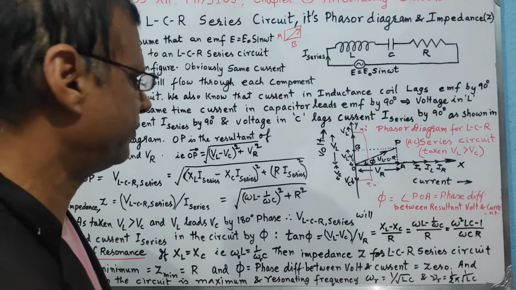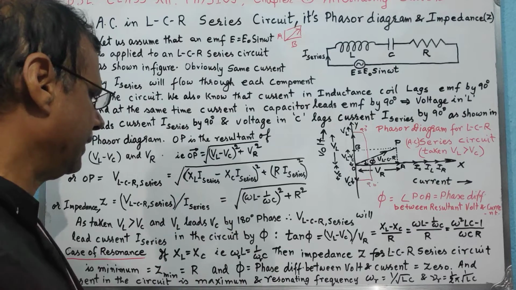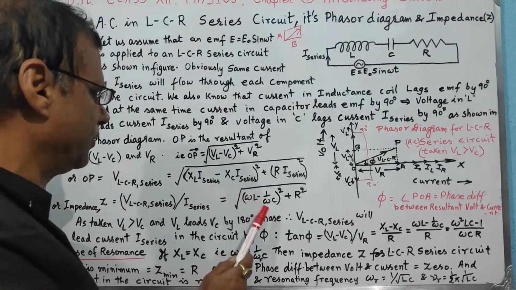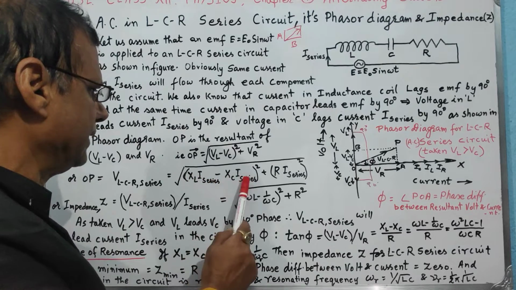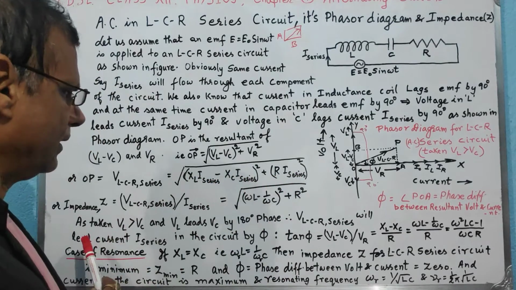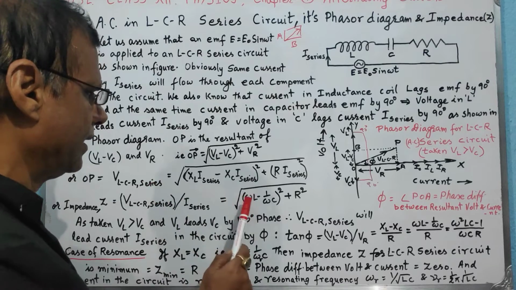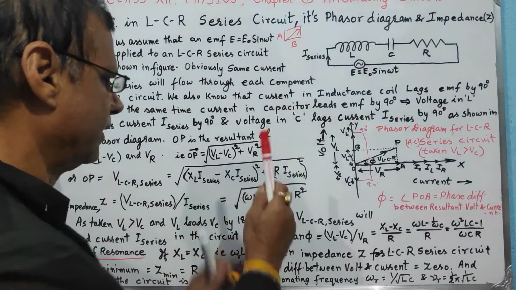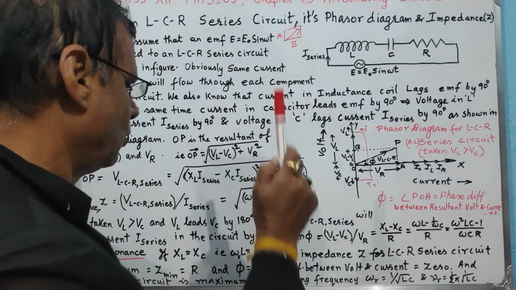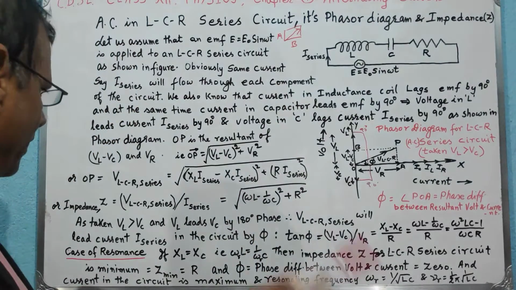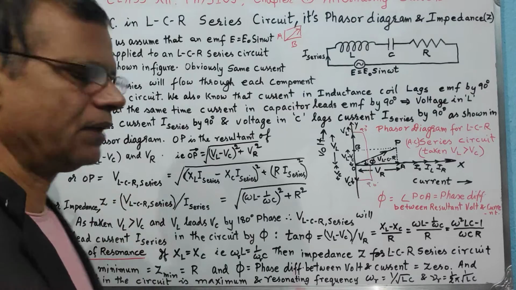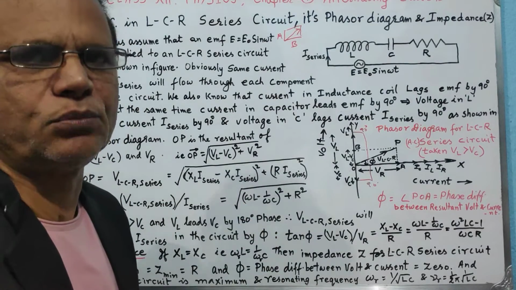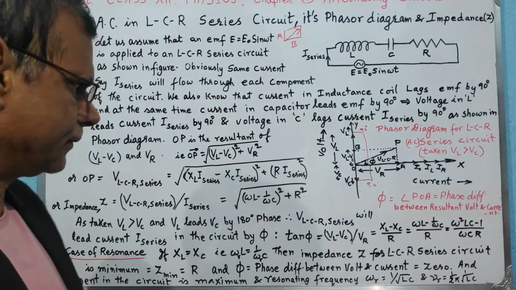net voltage divided by current in the circuit, and that is impedance. Impedance will be equal to, with I series taken common and taken on the left hand side, the square root of (omega L minus 1 by omega C) whole square plus R square. So this is the expression for impedance for the LCR series circuit. It is a very important relation, you must always remember it.